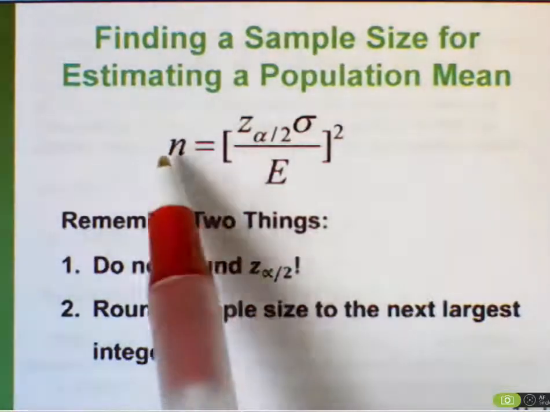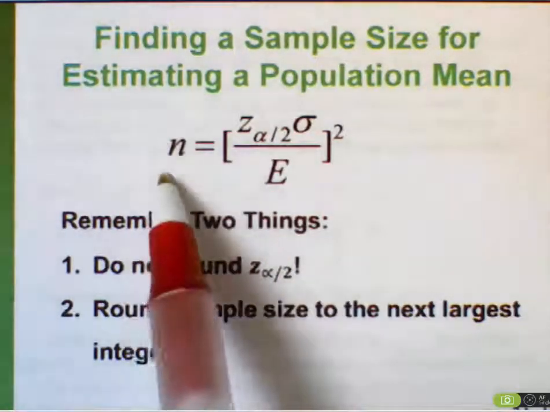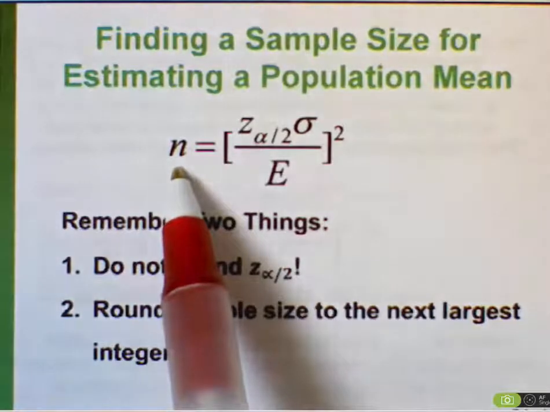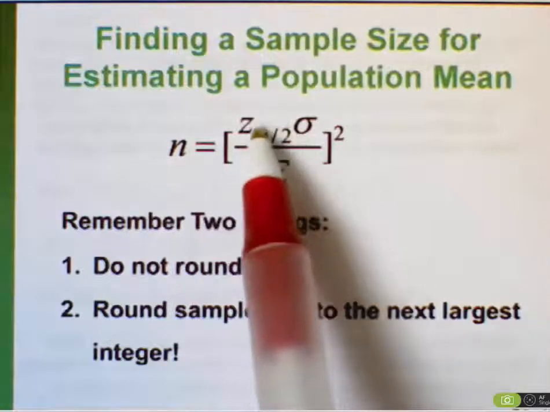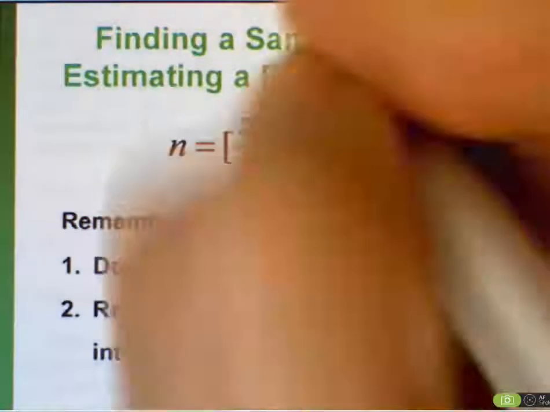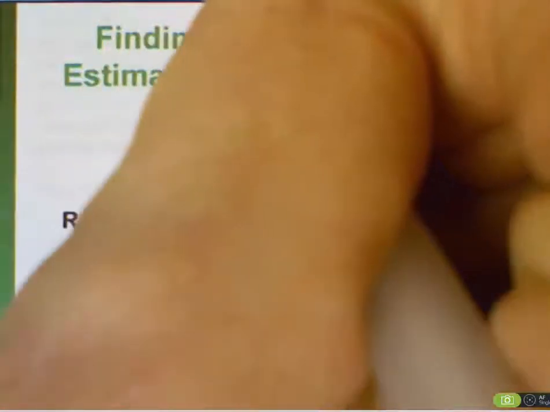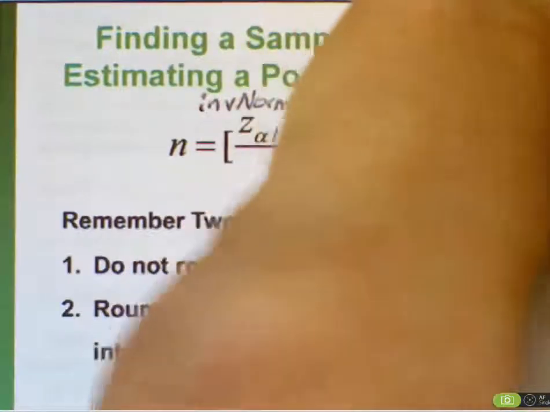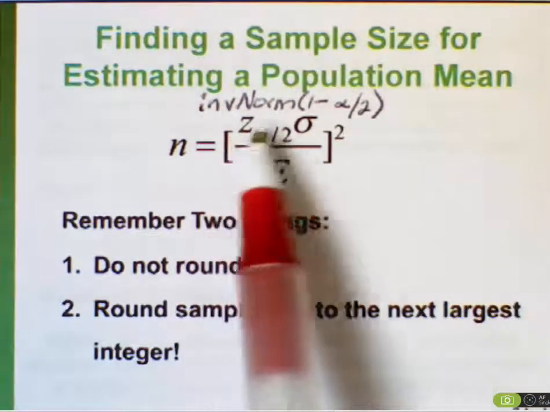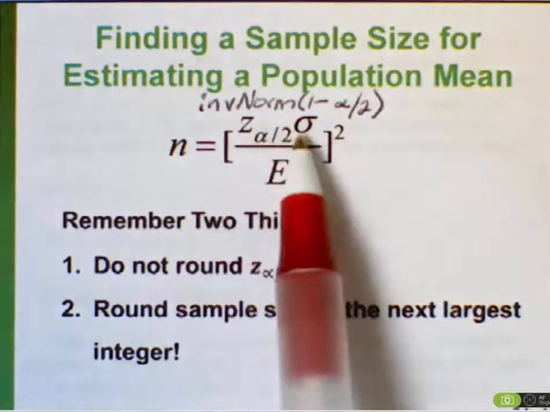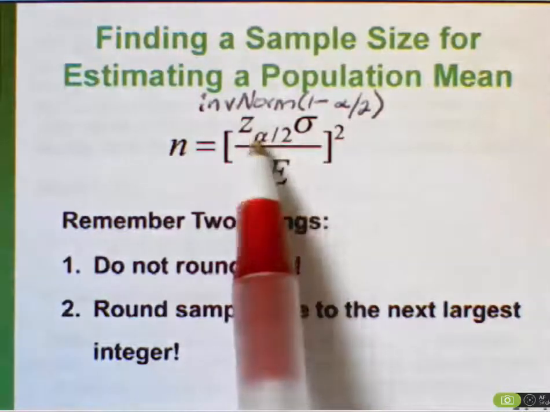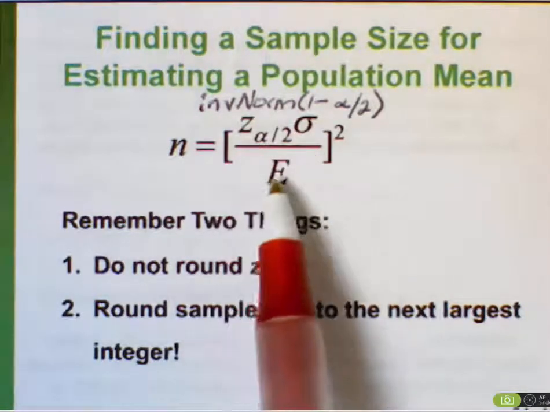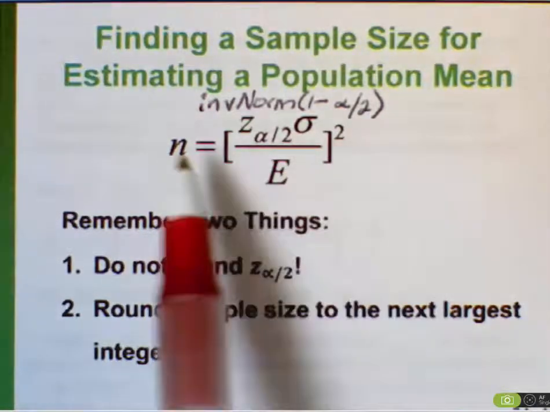Our formula still begins n equals, because n is the variable that stands for sample size, and n equals z sub alpha over 2. We're going to find z sub alpha over 2 just like we did in 7.2, using inverse norm of 1 minus alpha divided by 2 for a confidence level that we're given. We're also going to be given the population standard deviation and a margin of error. Z sub alpha over 2 times sigma divided by E, and then that whole quantity squared will give you sample size.